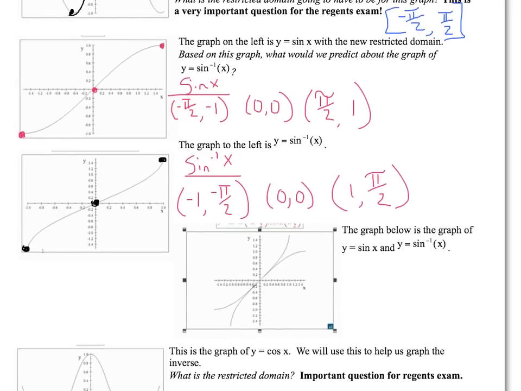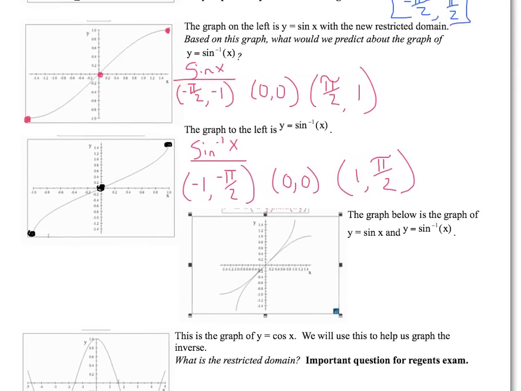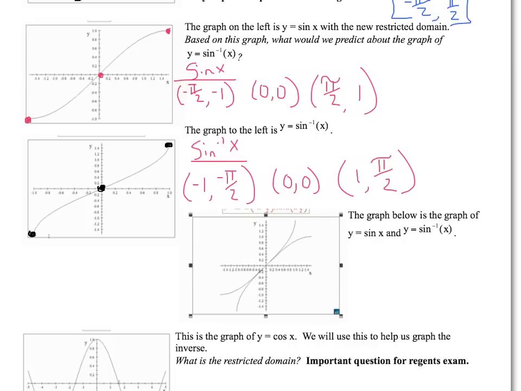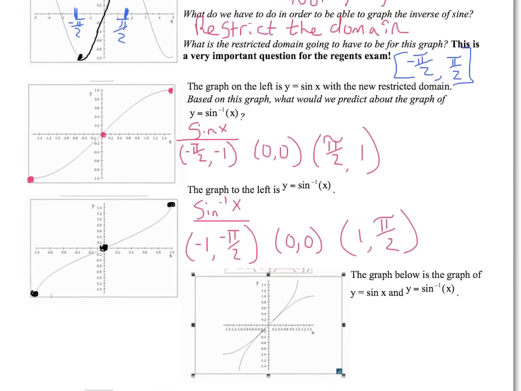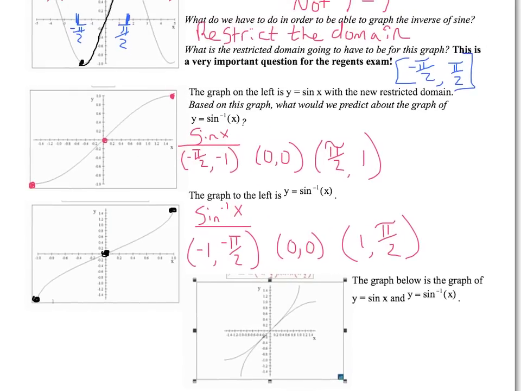And this last piece just shows the sine graph and its inverse graphed together. Okay, so that's your inverse sine graph in general. Again, the most important piece is that you know that restricted domain.